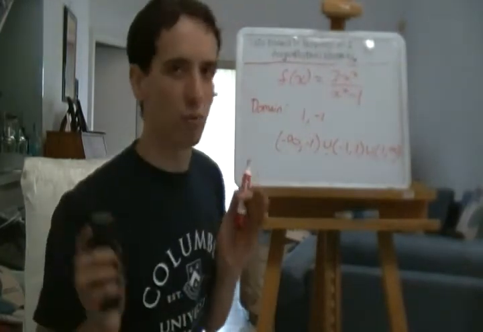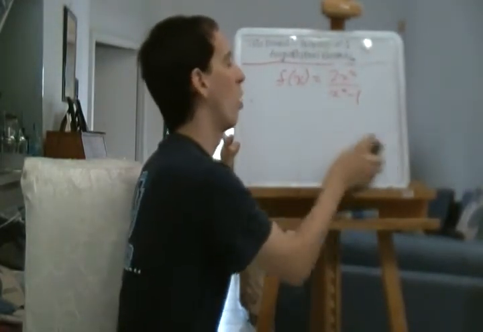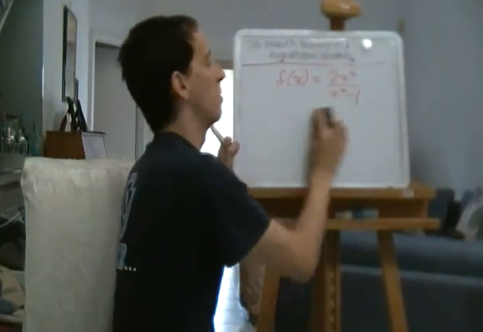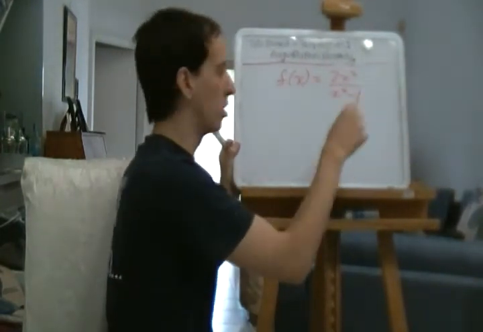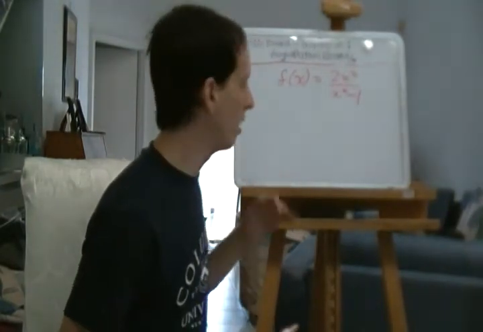So we already have a pretty good idea that we're going to have asymptotes because we have two points, -1 and 1, where the denominator is 0. 1 minus 1 is 0. -1 squared is 1, minus 1 is 0. Now, intercepts.